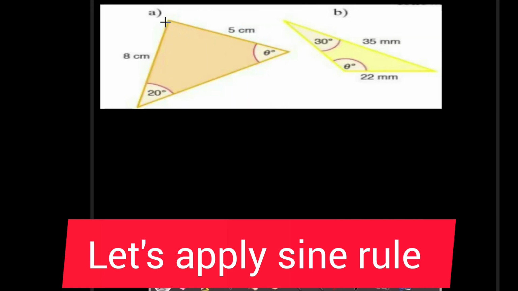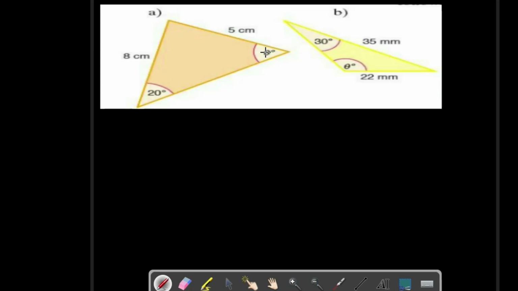There are two examples which I have taken. First, in question A, 8 centimeter has opposite angle theta, and 5 centimeter has opposite angle 20 degrees. Two sides and their respective angles are given. If there is a relation between the two sides and their respective angles, then we can go ahead and use the sine rule. So let's use the sine rule.